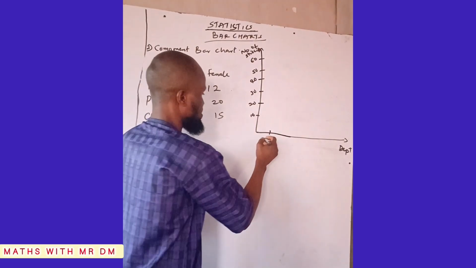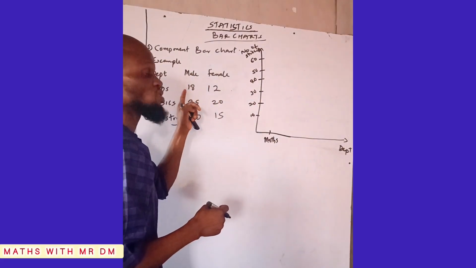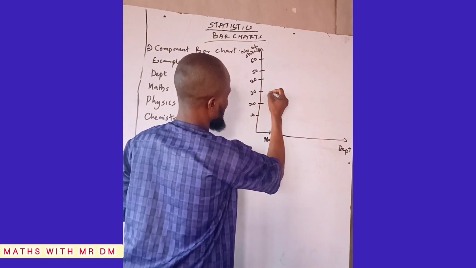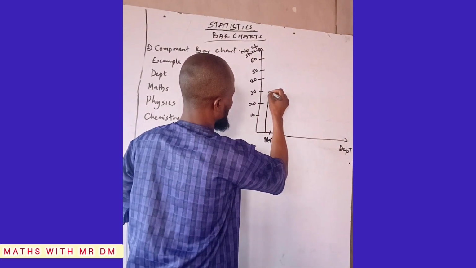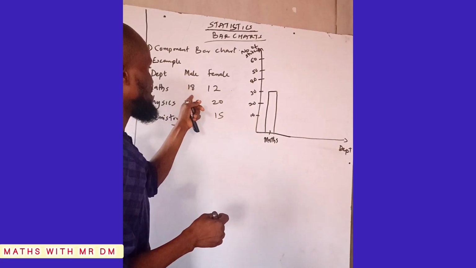The first department is the maths department. So you have your maths like this. The first thing you need to do is add these two together: 18 plus 12 is 30. So you are going to have your bar on 30. You have something like this. Alright. So the first one, male. We have 18 male and 12 female.